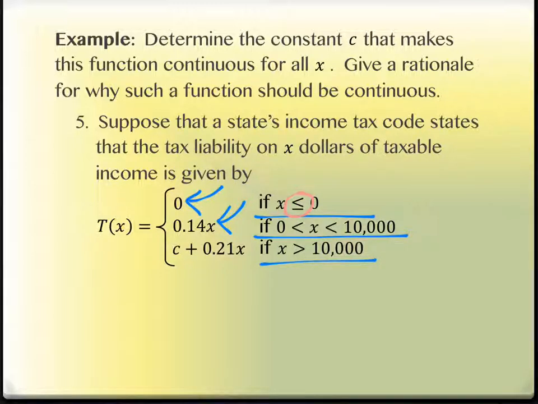This is what it's talking about when it says give a rationale for why such a function should be continuous. Well, it should be continuous because when you make $10,000 and you change to making $10,050, there shouldn't be this great disparity either up or down, right? It shouldn't be all of a sudden I made $50 more and I've got twice as much taxes to pay, or $50 more and I have half as much taxes to pay. It should be more, but in some sort of a fashion that makes this continuous. It makes sense. Do you guys understand what this is talking about for the rationale part?